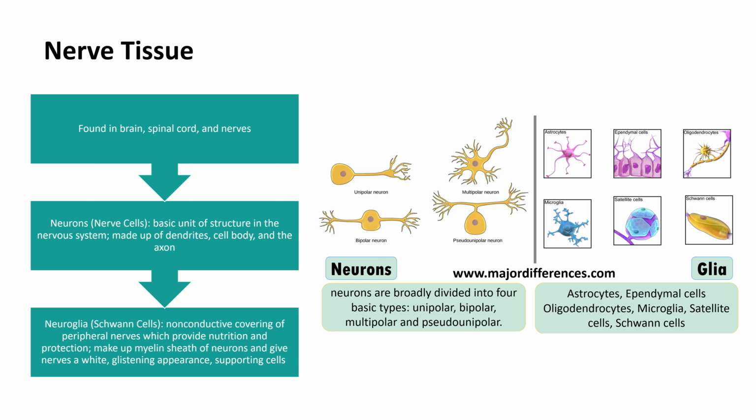Your neuroglia, or these are called Schwann cells. You will hear them referred to as Schwann cells a lot. They're non-conductive. They're a covering of your peripheral nerves, which provide nutrition and protection. They make up the myelin sheath of the neurons and give nerves a white, glistening appearance, and they're supporting cells. And they coordinate and integrate your body function.